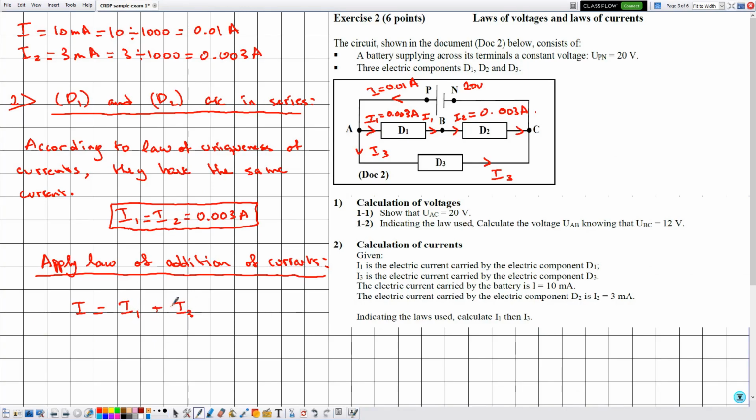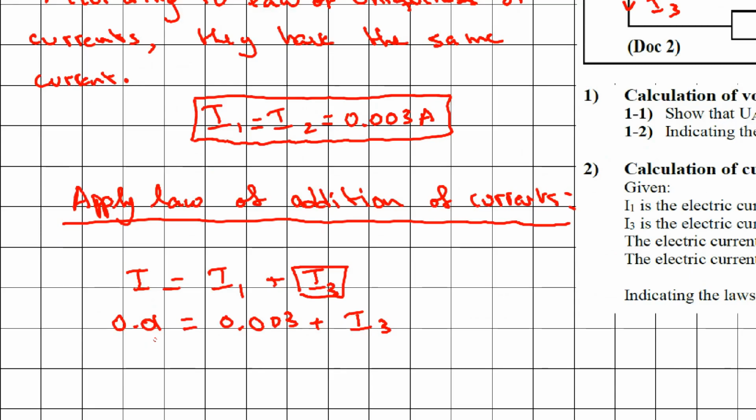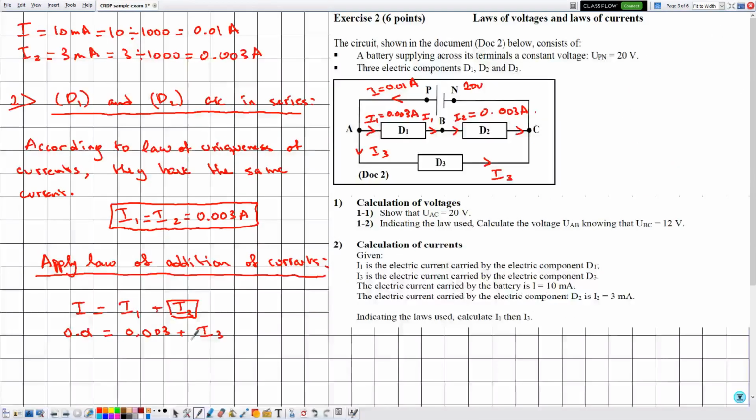Knowing that we are interested in determining I3. Now the value of I is given by 0.01 amperes, and the value of I1 is given by 0.003 plus the value of I3. So we keep I3 as a variable because we are interested in determining the value of I3. What's the type of this equation? This is a linear equation with one unknown. The unknown is I3. How do we solve this equation? We put I3 on one side and all the other numbers on the other side.